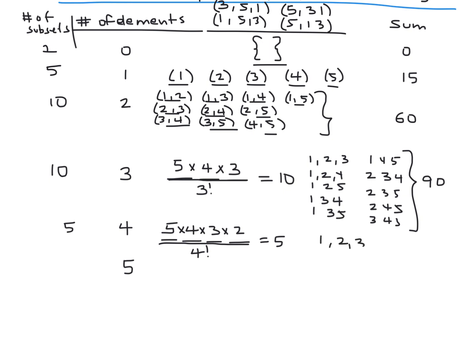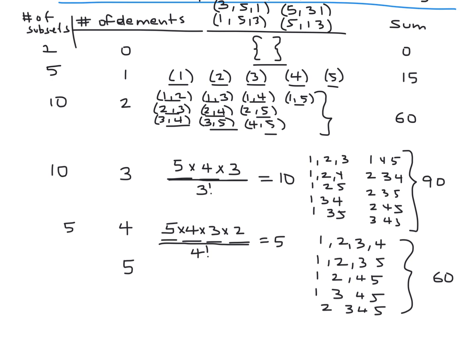1, 2, 3, 4. 1, 2, 3, 5. 1, 2, 4, 5. 1, 3, 4, 5. 2, 3, 4, 5. Yeah, just these guys. And then the sum is 60. And then finally 5. Well, 5 is just all 5 of them. You just list them. That's the only set that has all 5, and the sum here is 15. So there's only one of those guys.